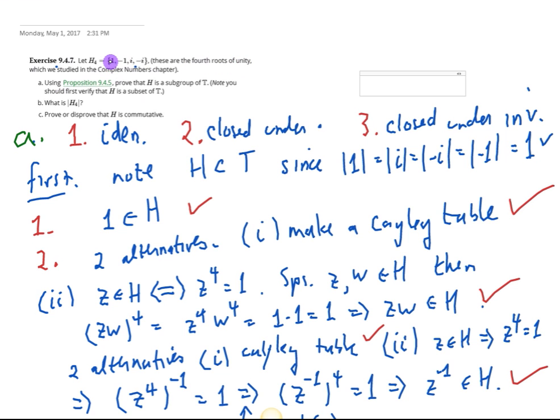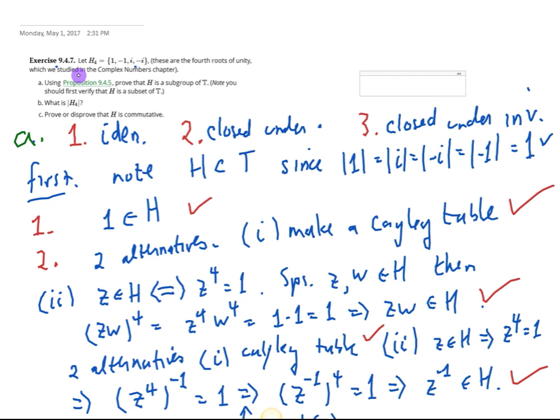Raise any one of these to the fourth power and you get 1. 1 to the fourth is 1, minus 1 to the fourth is 1. i to the fourth, you can work it out as 1, minus i to the fourth is 1. These are exactly the complex numbers whose fourth powers are equal to 1. All right? And we talked about that in the complex numbers chapter.